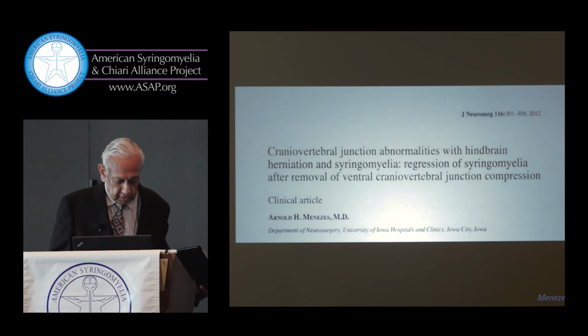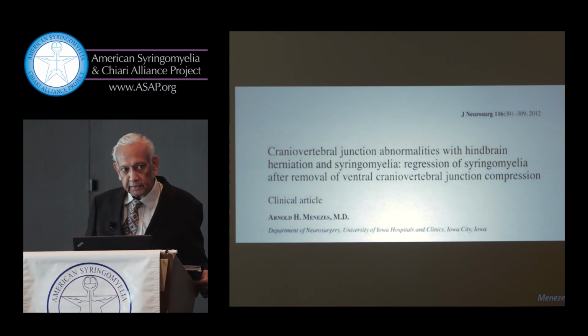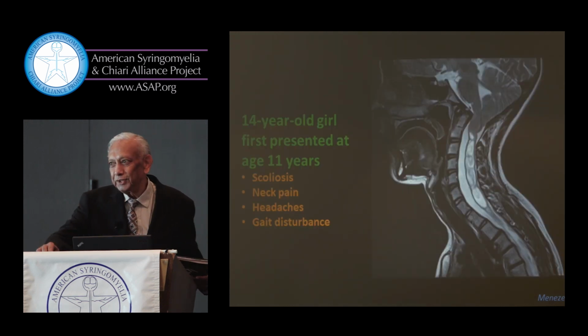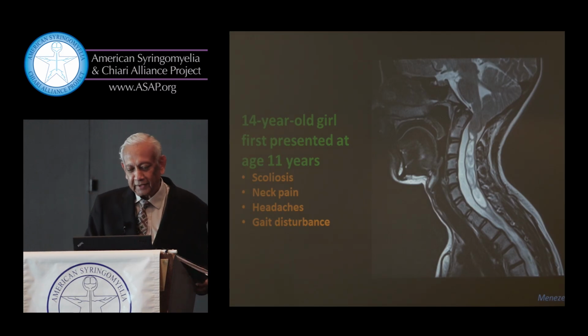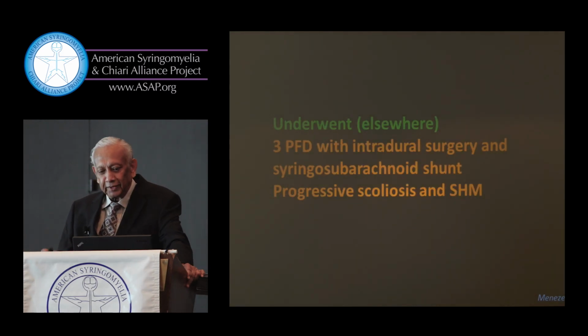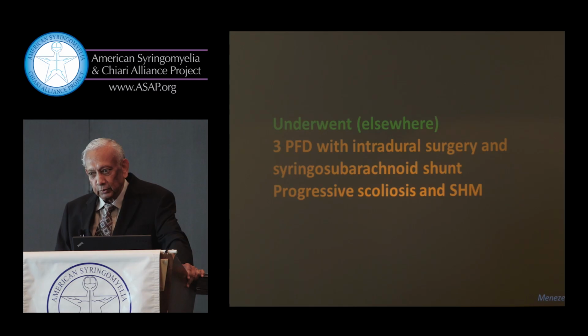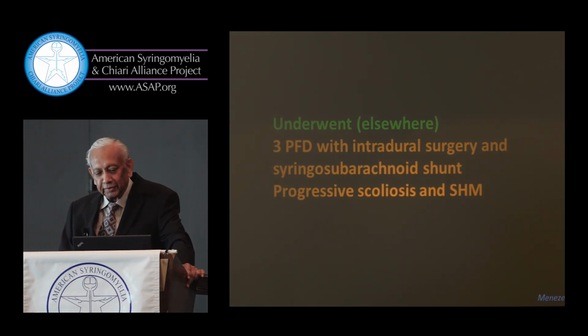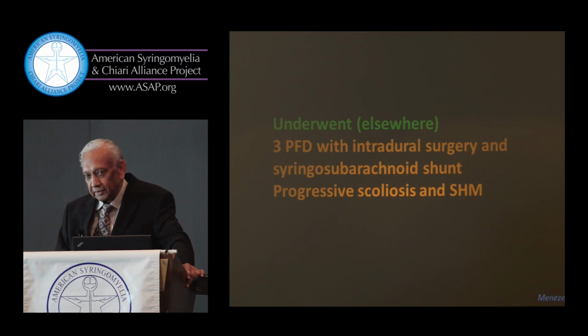This is all published, in the peer-reviewed journals and textbooks, and I'm going to switch gears. I can put this up for Bob Keating. Bob, this is a 14-year-old girl who first presented at age 11. She had scoliosis, severe neck pain, headaches, and a gait disturbance. She underwent 3 posterior fossa procedures, including intradural surgery, with a syrinx to subarachnoid shunt in the 4th procedure. Her scoliosis progressed, and so did the syrinx.